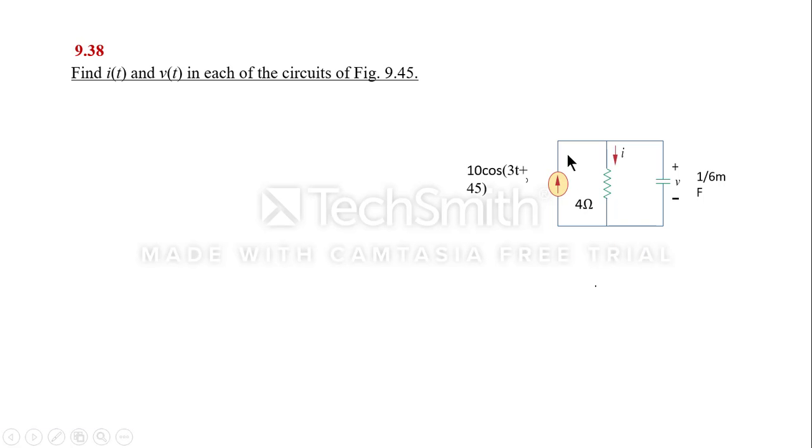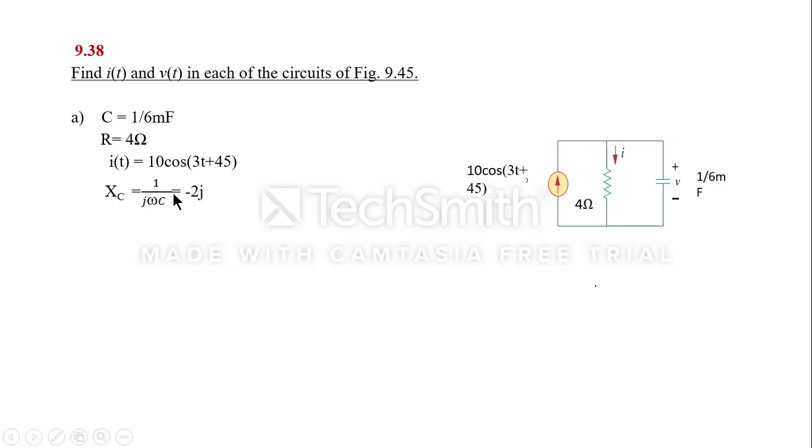In this sum, we are supposed to find I of t and V of t for an RC circuit which is connected to a current source of 10 cos 3t plus 45 degree. The capacitor value is 1 by 6 millifarad, the resistor value is 4 ohms. The capacitive impedance can be found using 1 by j omega c, where omega is 3 and c is 1 by 6 into 10 power minus 3, which gives a value of minus 2j.